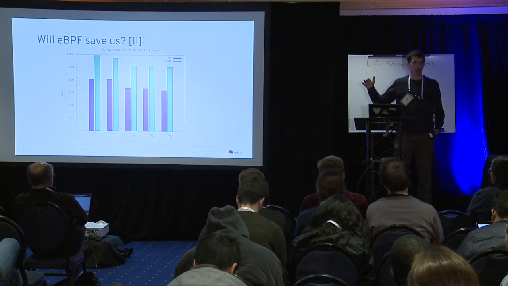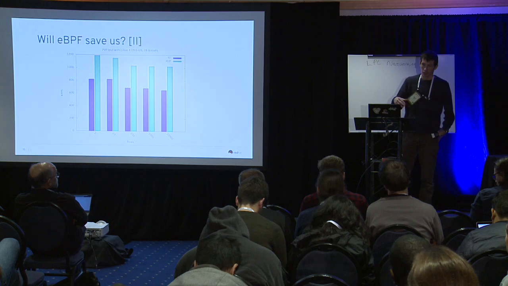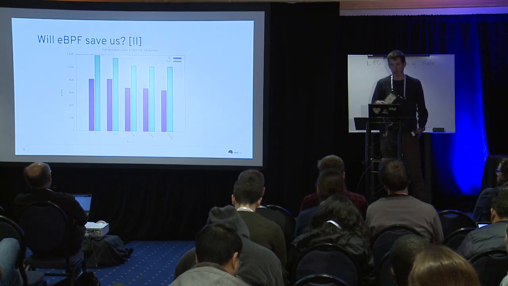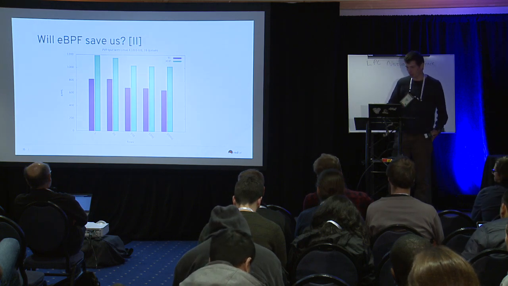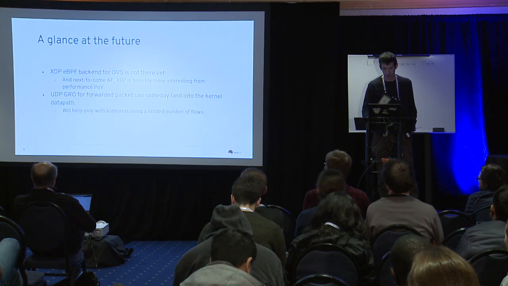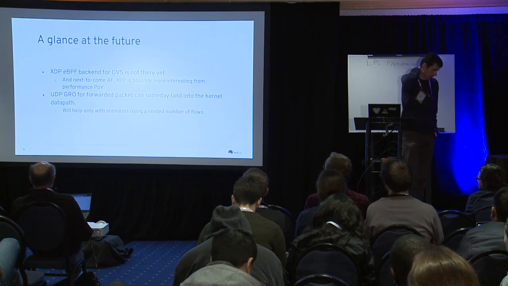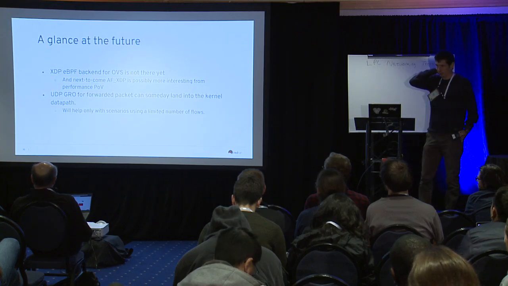And we get a similar improvement when disabling zero copy, even for the TC software data path. So, what can we expect from the future?